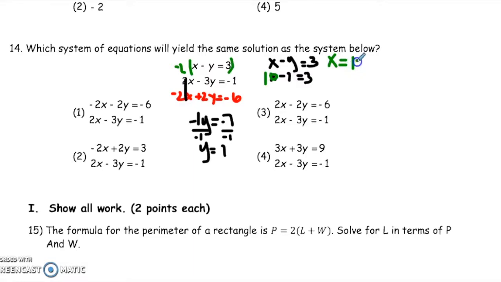So you've got to plug these in and see which one works out. Okay, so as you can see, as I plugged it in over here, negative 20 minus 14 does not equal negative 6. So let's move on to the next one. When I plugged it in, negative 2 times 10 is negative 20. 2 times 7 is 14. This has not worked out to be 3, so we know that ain't it either.